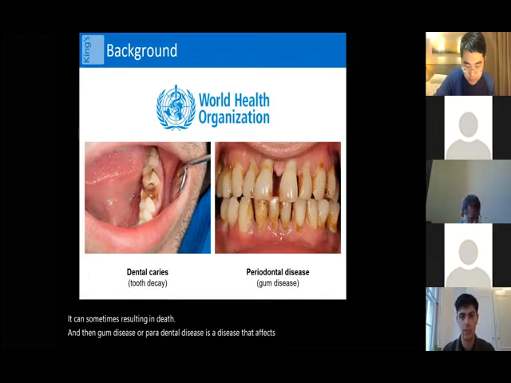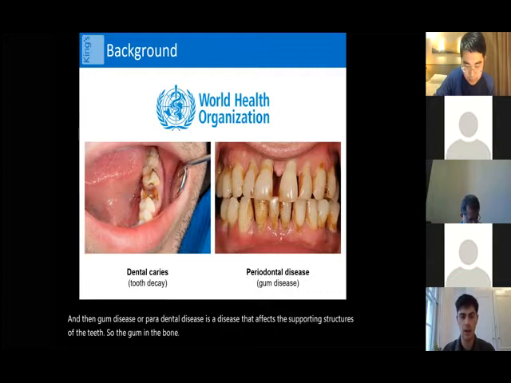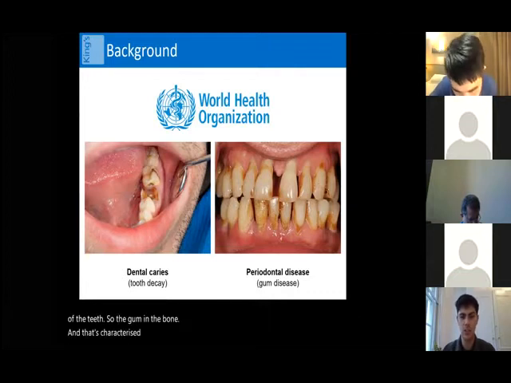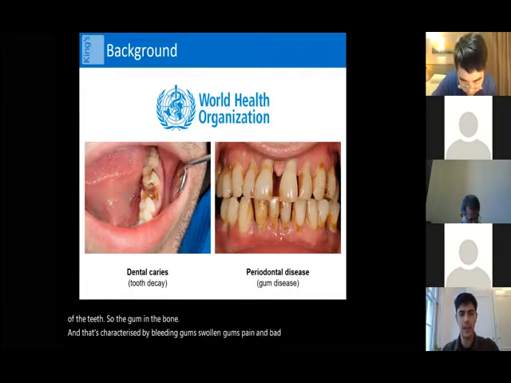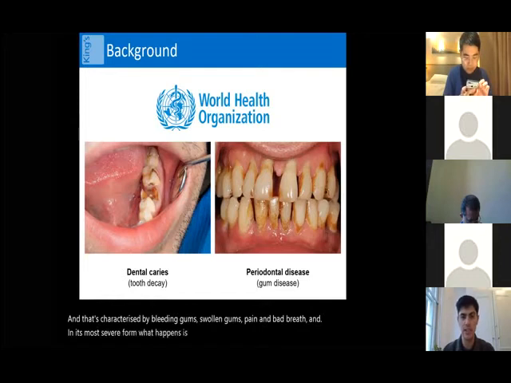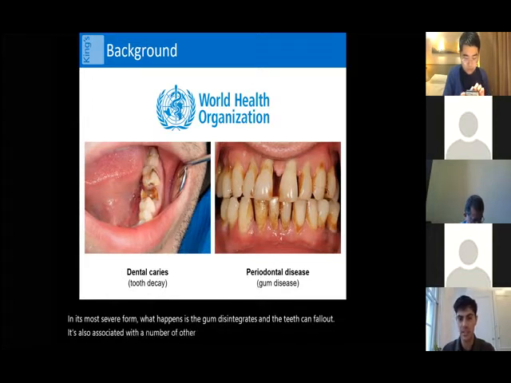And then gum disease, or periodontal disease, is a disease that affects the supporting structures of the teeth, so the gum and the bone. That's characterized by bleeding gums, swollen gums, pain and bad breath. And in its most severe form, the gum disintegrates and the teeth can fall out. It's also associated with a number of other diseases, such as cardiovascular diseases and diabetes.